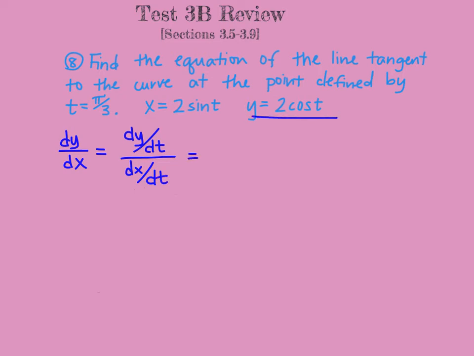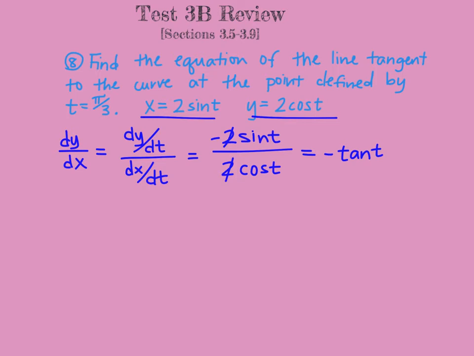So finding dy/dt, the derivative of y with respect to t, that derivative is negative 2 sine of t. Then dx/dt, the derivative of x with respect to t, is 2 cosine of t. Sine over cosine is tangent, so this is negative tangent of t. You could have left it just like this, totally fine. We would get the same answer in the end.